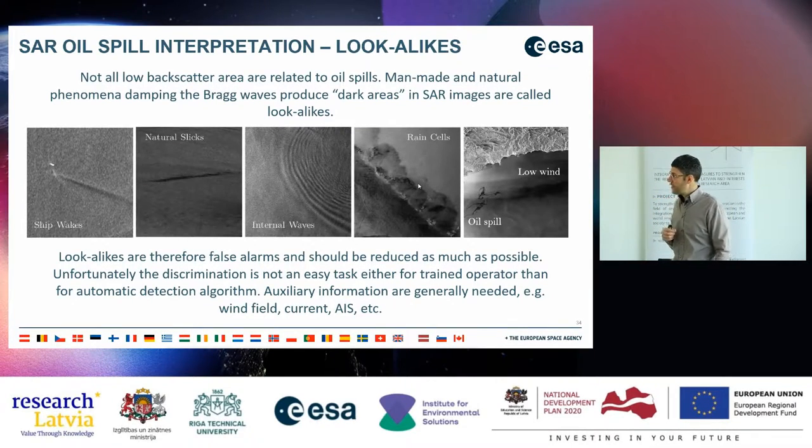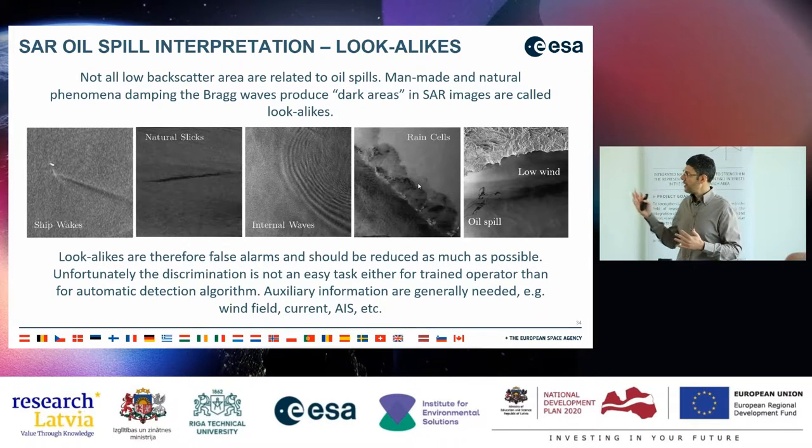So the question is then, we have seen that oil appears as a dark patch in the SAR amplitude image, right? So then the question is, do we have other phenomena which also produce dark patches? So these phenomena are there, and they are called lookalikes, because they look like oil spill, but they are not. They are other phenomena.